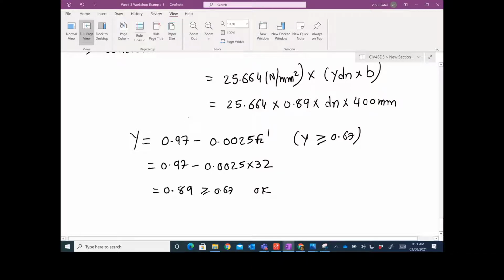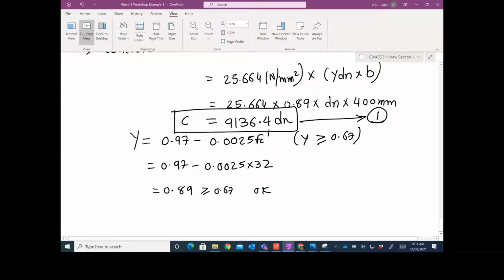In that case, the concrete compression force, if you use your calculator, you will get 9136.4 dn, right? Let me put it in a box, we are going to use it. Let me give it equation number 1.